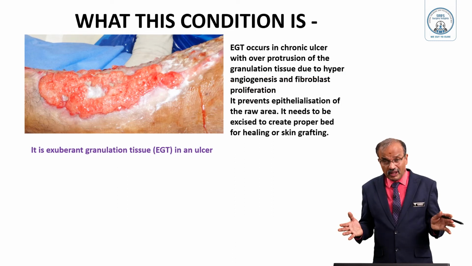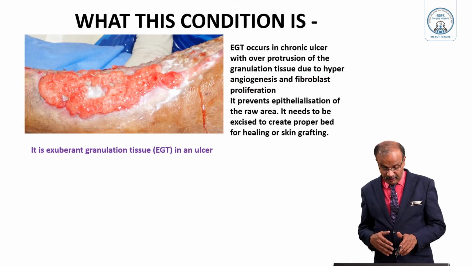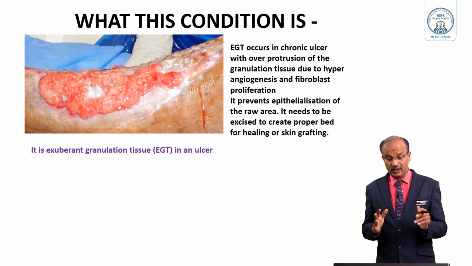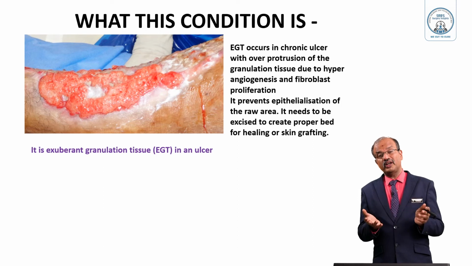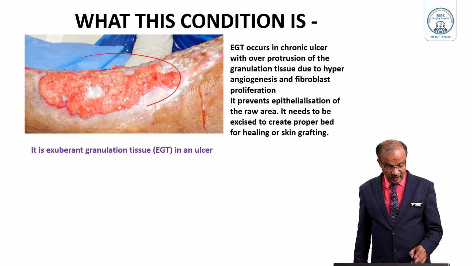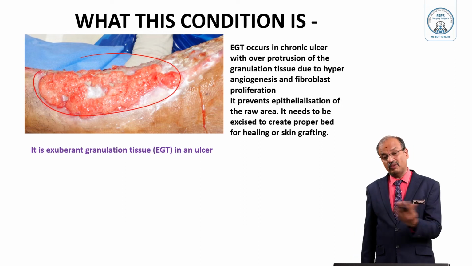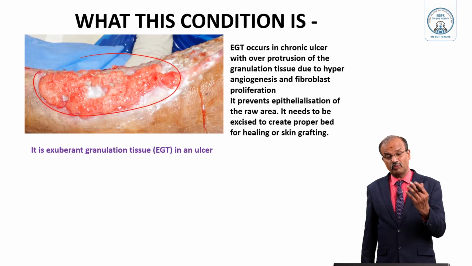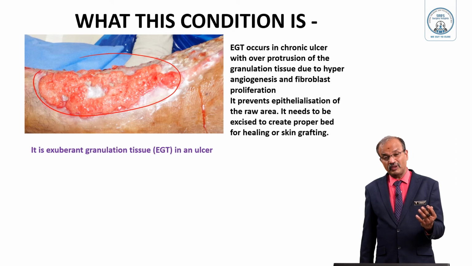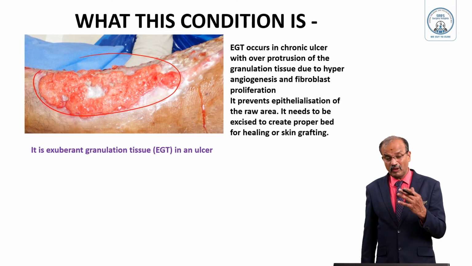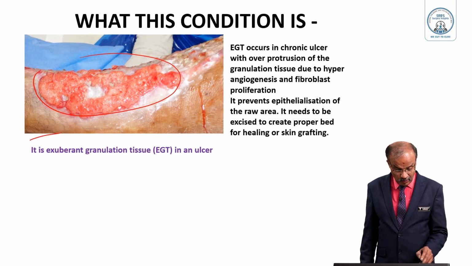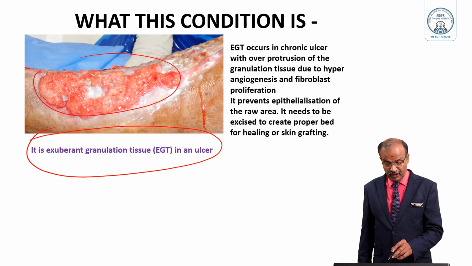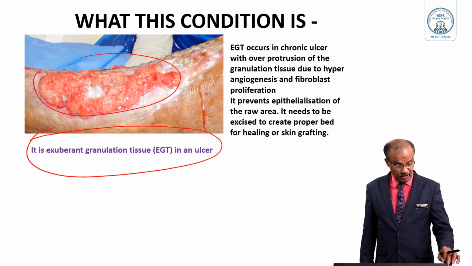So it prevents the epithelial coverage of the raw area. So it needs to be excised, or rather shaved off, to create a proper bed for healing on its own by wound contracture and scarring, or for a new epithelialization, or to place skin grafting. So it has to be addressed properly. This is called exuberant granulation tissue, with more angiogenesis and fibroblast proliferation.